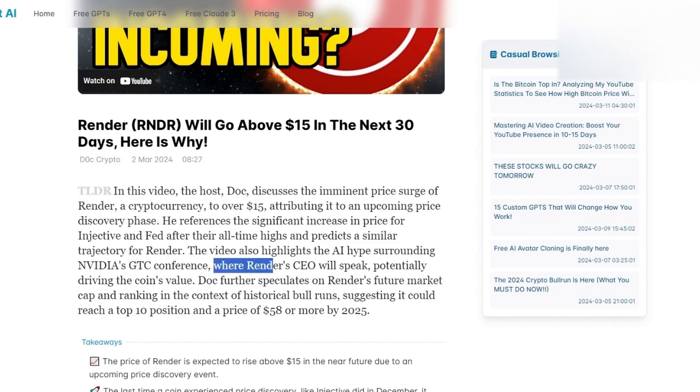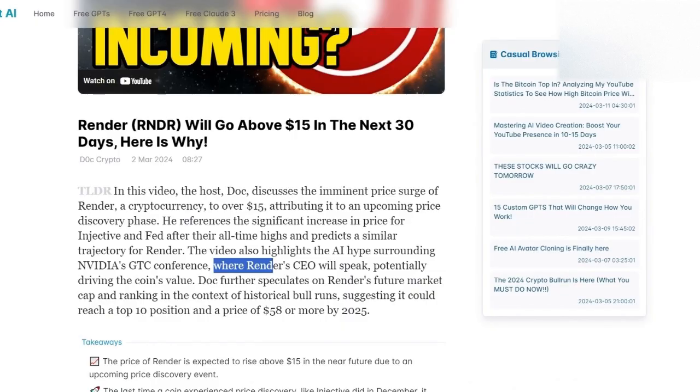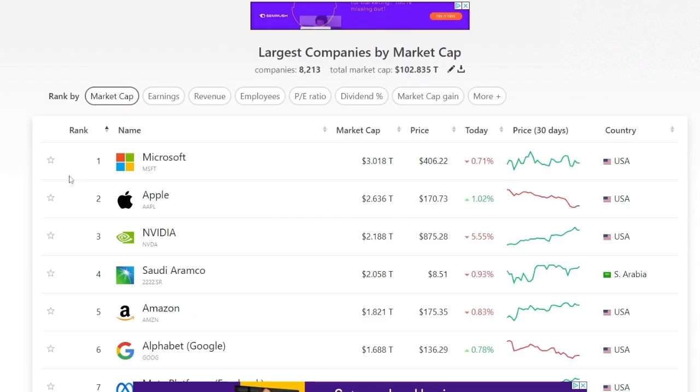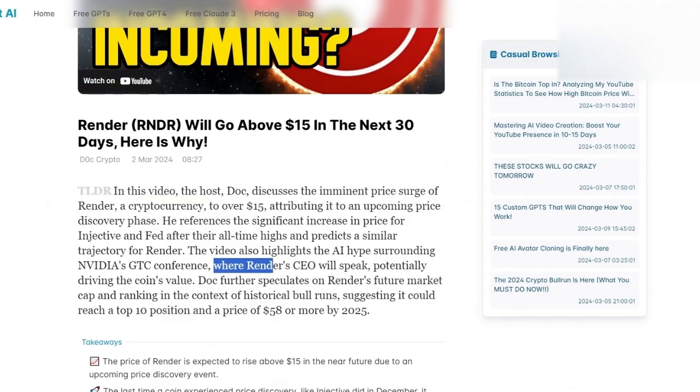And then, of course, if we look at NVIDIA, which a lot of people would describe Render as the NVIDIA of the crypto world, NVIDIA has grown wildly over the last few years, and it's now the third top company by market cap in the world. So this is hugely bullish, that Render's working with these guys, also working with Apple, the second highest company by market cap in the world. So it's really safe to say there's a good chance this is going to blow up soon.